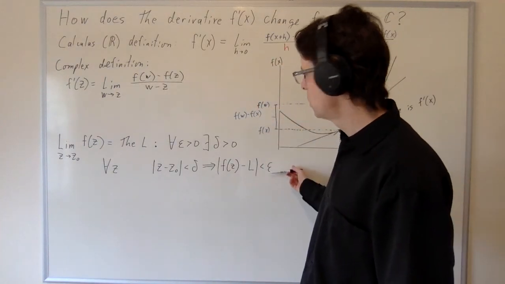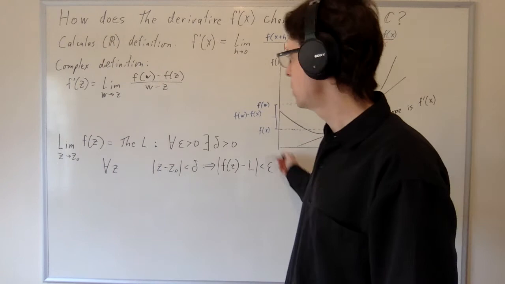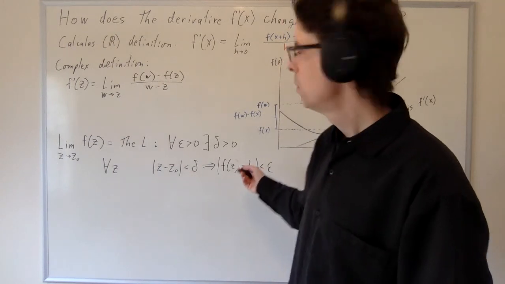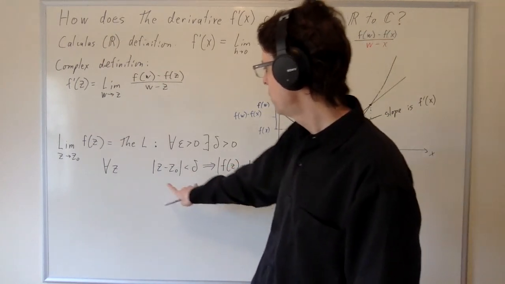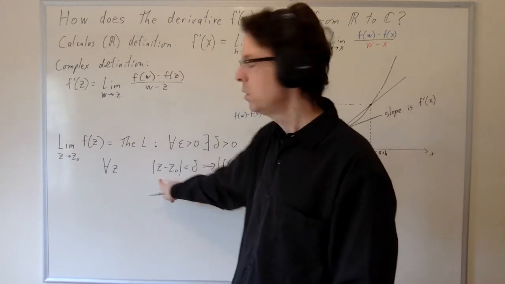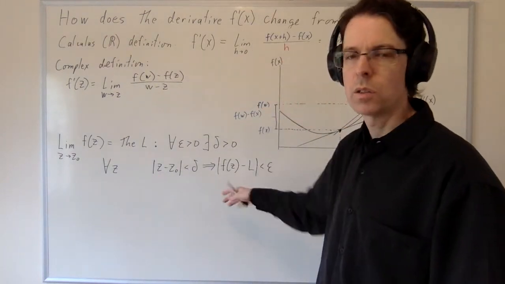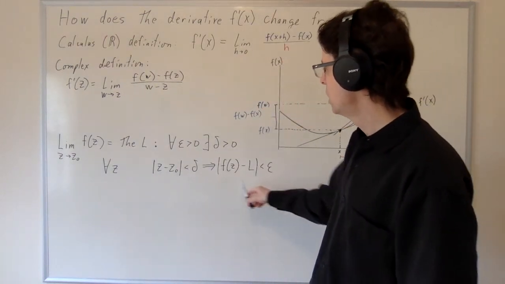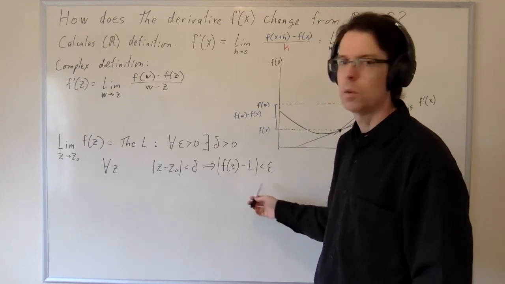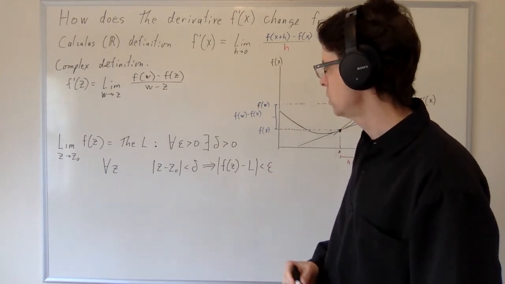Now, this is the definition of the limit in the real case, and this is also the definition of the limit in the complex case, but there's something to be concerned about here. In the real case, this is absolute value here and here to measure the distance. In the complex case, of course, this is not absolute value but modulus, which is the correct generalization of the absolute value.